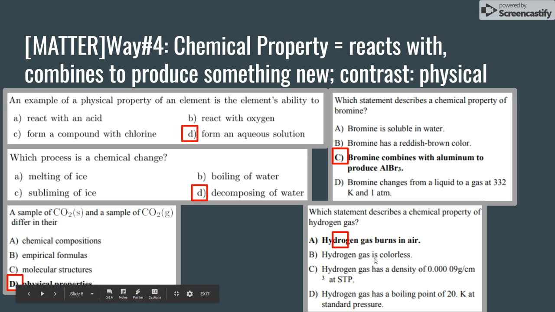Notice choice B, the fact that it's colorless. Again, observing the color doesn't change the chemical composition, so it has to be a physical property. Density is another physical property. You can measure its mass divided by its volume, and again, that's not going to change the chemical composition. Here we see boiling point. Well, whether or not it boils has to do with converting a substance in liquid form to gas form, and that doesn't change its chemical composition. So it has to be a physical property.